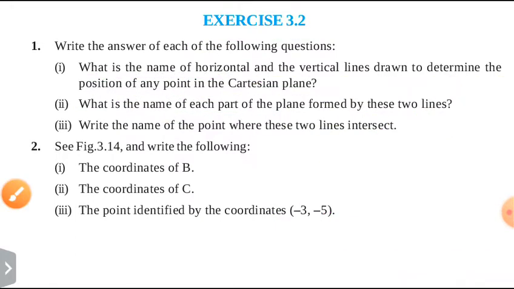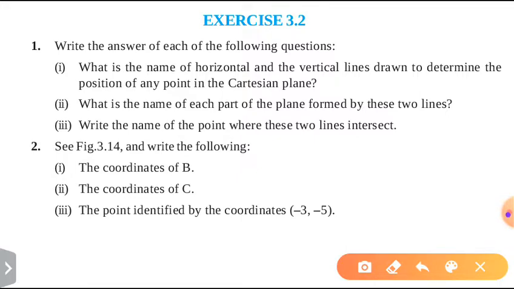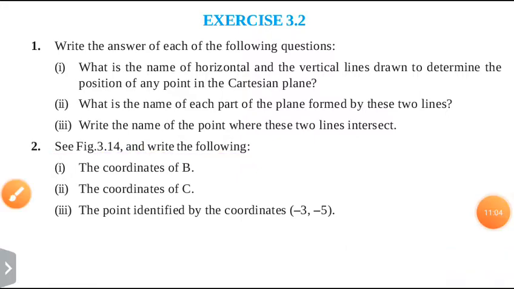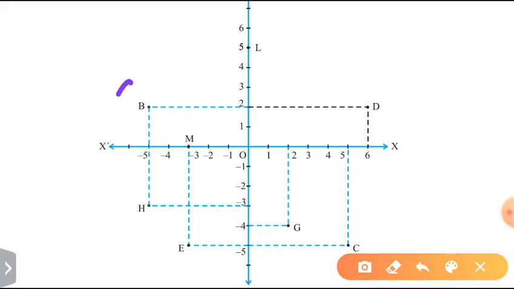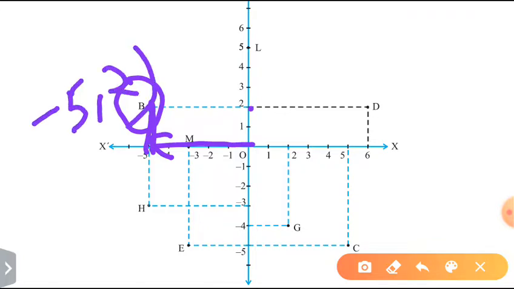Now move to the next question. In the next question, first I have to show you the figure. This is the figure of the question. I am reading the parts one by one. The first part is the coordinate of B. You can see that this is B. And what will be the coordinate of B? First we have to see the x-axis, the x part. The x part is minus 5 and the y part is 2. So the coordinate of B is minus 5 comma 2.